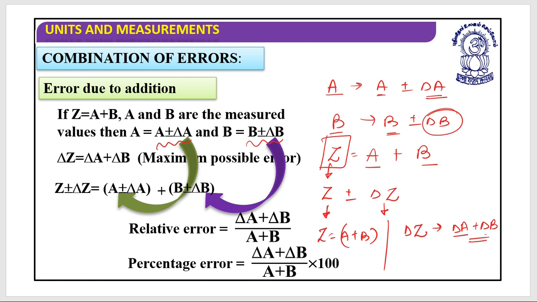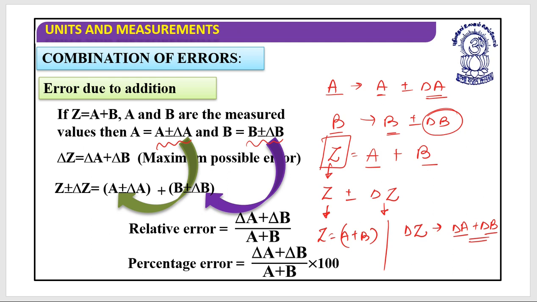I am choosing delta A plus delta B because when we calculate an error, we always go for the maximum possible value of an error. So every time we are going to choose the maximum error within it, and that is possible with the help of addition only. So we need to choose delta Z equal to delta A plus delta B, and Z equal to A plus B.